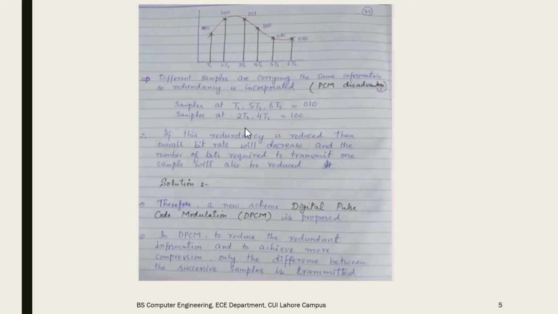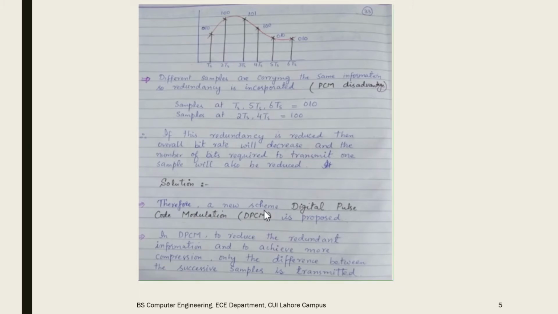It means we are introducing redundancy and transmitting redundant information in pulse code modulation. If this redundancy is reduced, then the overall bit rate will decrease and the number of bits required to transmit one sample will also be reduced. So this is a huge benefit. And what is the solution for this and how can we achieve it?